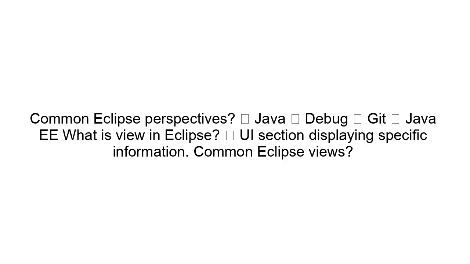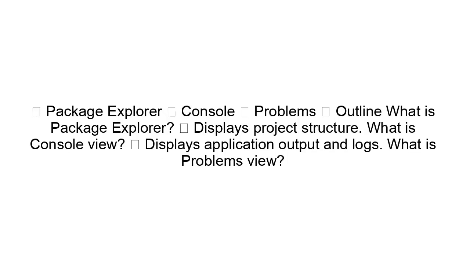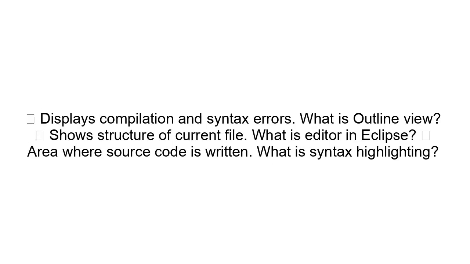What is view in Eclipse? UI section displaying specific information. Common Eclipse views: Package Explorer, Console, Problems, Outline. What is Package Explorer? Displays project structure. What is console view? Displays application output and logs. What is problems view? Displays compilation and syntax errors. What is outline view? Shows structure of current file.